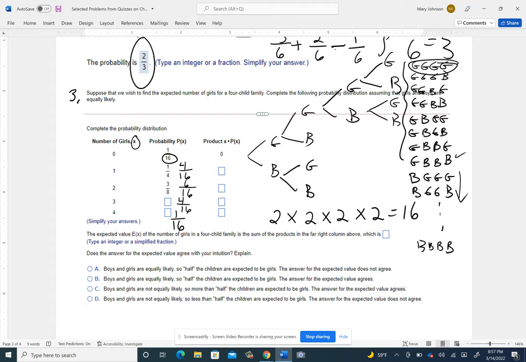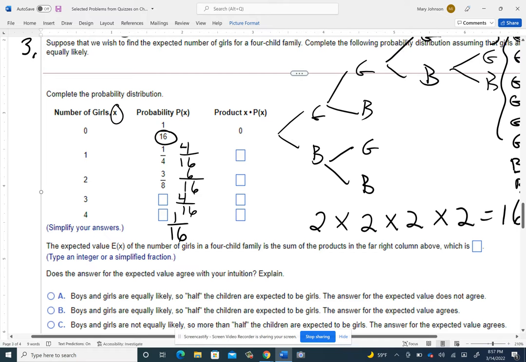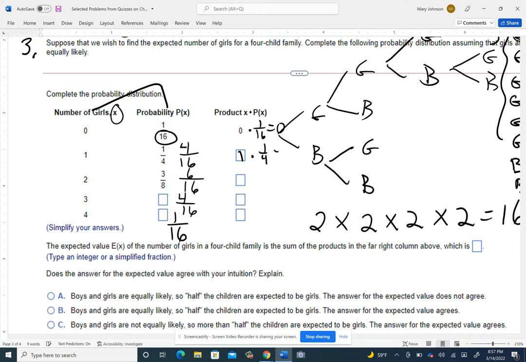Okay. All right. So now we're being asked to complete the probability distribution and to come up with the expected number of girls in the 4-child family. So what we're going to do is multiply this times that. So 0 times 1 over 16 would be 0. Okay. Then 1 times 1/4 would be a 4th. Okay, 2 girls, probability of getting 2 girls. Simplify that, we'd get 3/4.